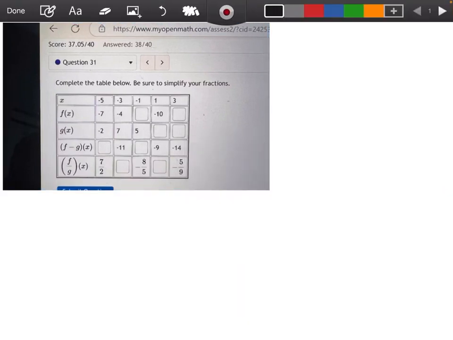All right, so y'all, this is question number 31 out of the review. Let's see if we can figure out what we got going on here. I'm going to call this part A. In part A, we know the value of f is -7. We know the value of g is -2. What we're trying to figure out is what is f minus g.